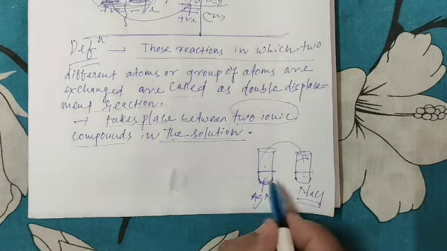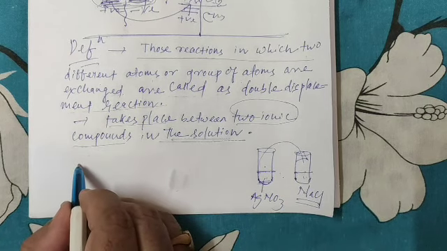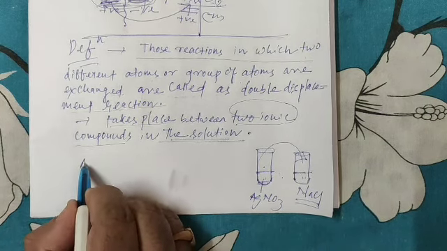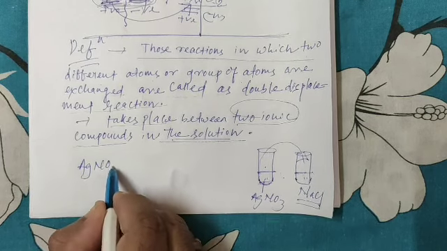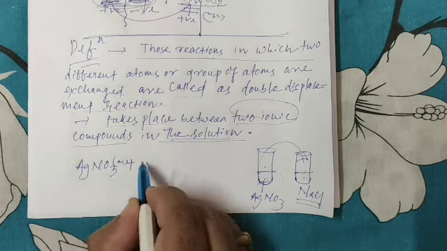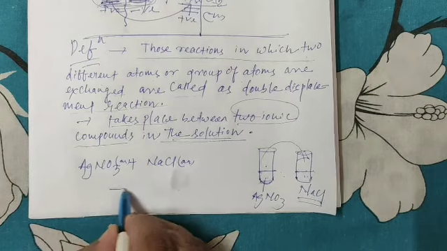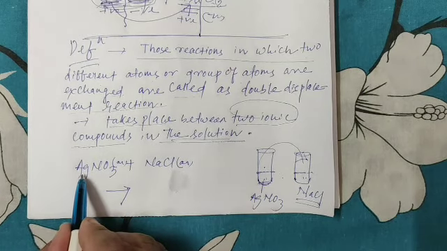Let's see how this reaction takes place. Another example. So here suppose I am taking HgNO3 silver nitrate solution. Here you can write aqueous, plus sodium chloride solution aqueous, and what you get is a double displacement.